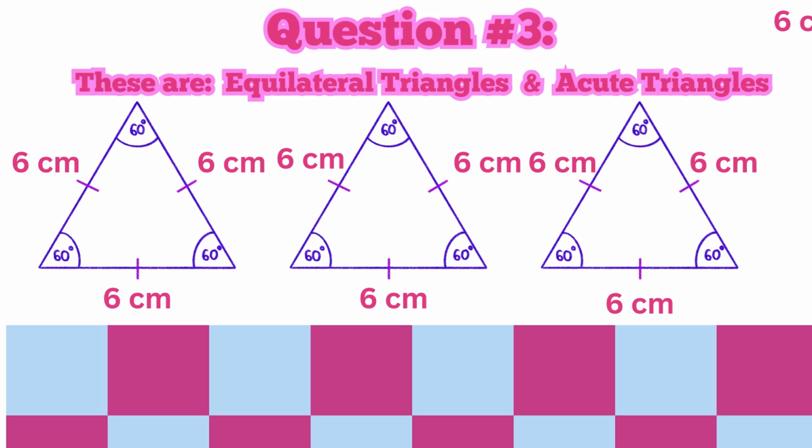Okay, welcome back. These triangles that I have here all have side lengths of 6 centimeters and all have angles that are exactly 60 degrees. These 3 triangles that I've drawn here, we know are regular or equilateral triangles because all sides and angles are the same. And I could also say that these are acute triangles because all of the degrees in the angles are less than 90 degrees.